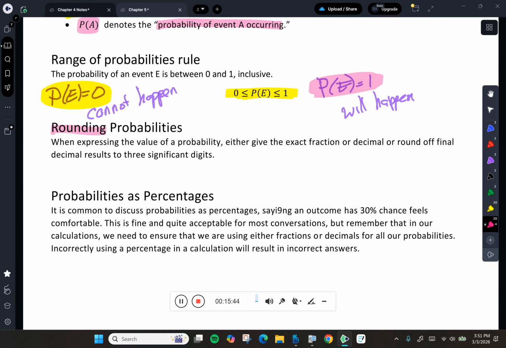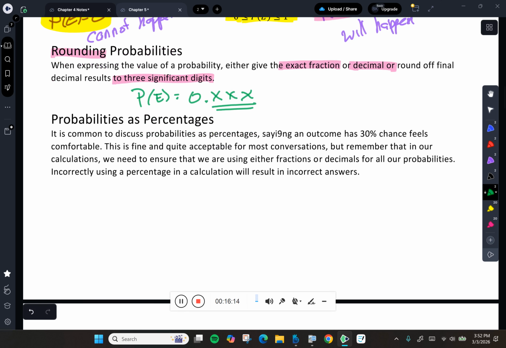When we're working with probabilities and we need to round an answer, it's better off to give an exact fraction, or if you have to round off, go to 3 significant digits. Now, since probabilities are going to be decimals, 3 significant digits means 3 places. So the probability of some event would be 0.x, x, x, 3 places, whatever those numbers are.